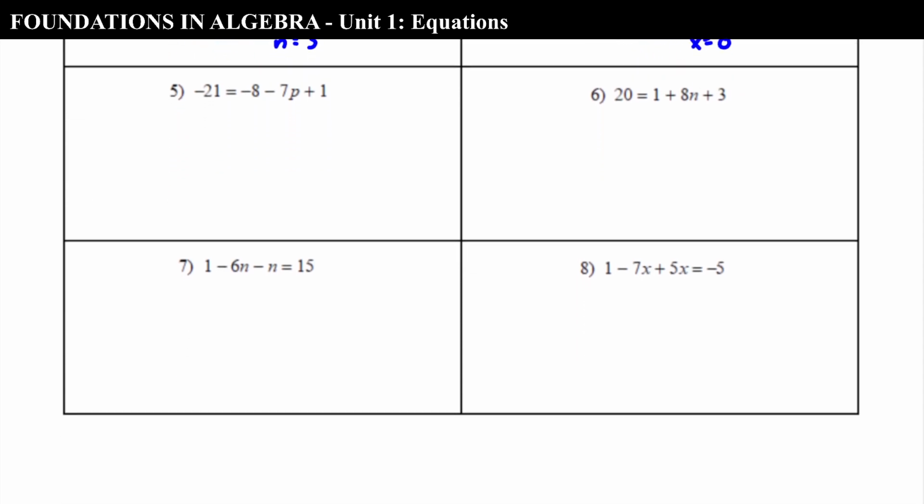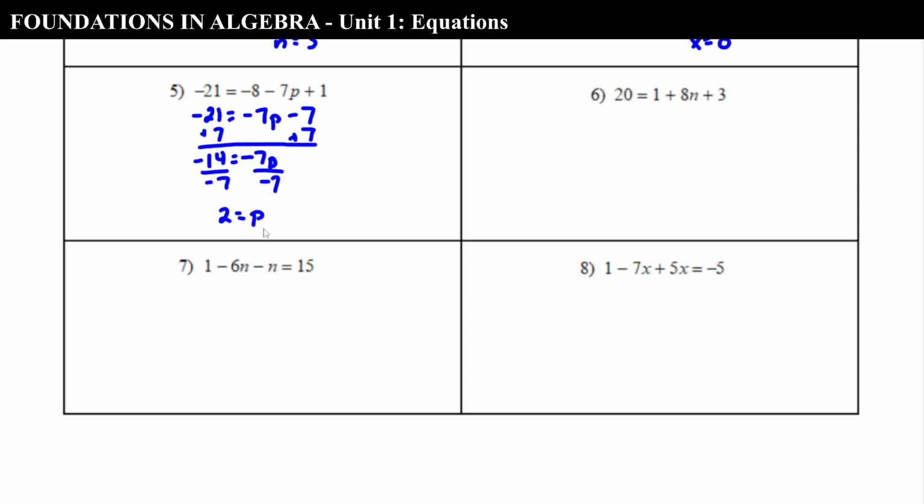All right, number 5. We've got just the one term on this side. On the other side, we've got negative 7p by itself, but we have negative 8 plus 1, so that's going to give us negative 7. We add 7 to each side, and that's going to give us negative 14 equals negative 7p. And then we divide each side by negative 7, and that leaves us with p equals 2, or 2 equals p.